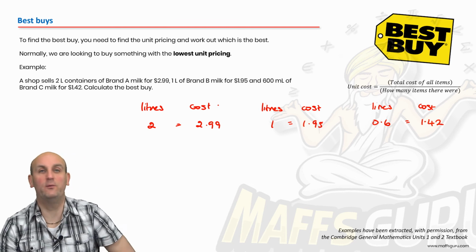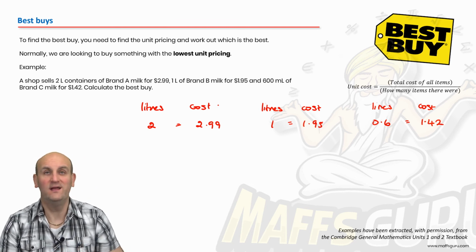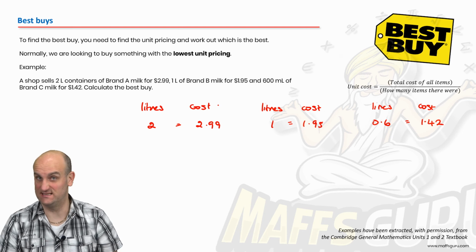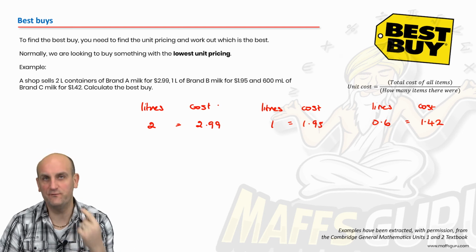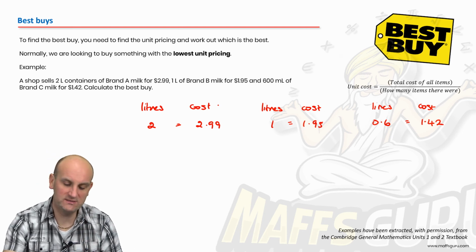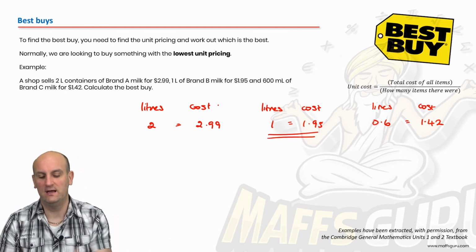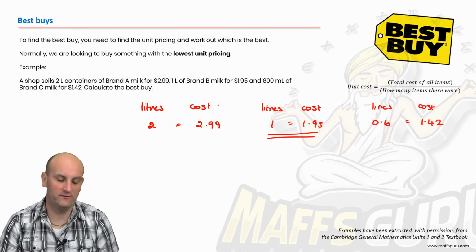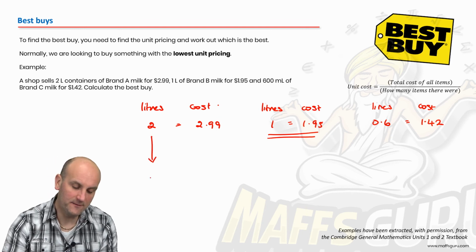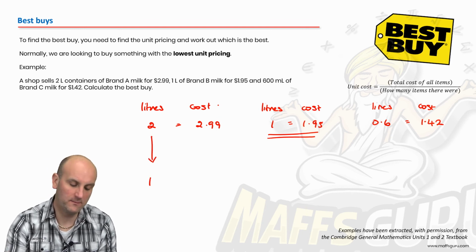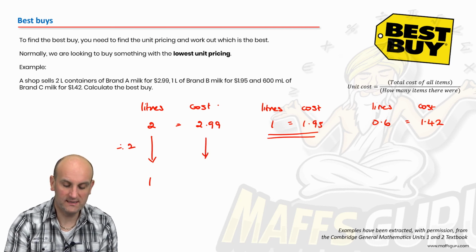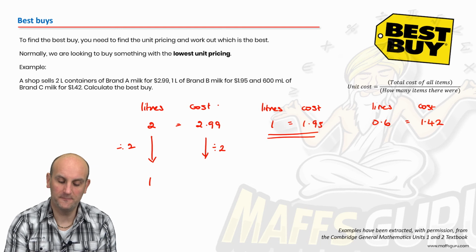So which one's the best buy? Well, we don't know at this moment in time. Why? Because they've got different liters. So I need to go back and let's convert them all to 1 liter. Now the good news is this one's already done for me. So that's already got a unit cost. 1 liter at that supermarket costs $1.95. How do I go to 1 liter here? Well, I'm going to put 1 liter under the column, and to get from that number to 1, I divide by itself, which means I'm going to divide that by 2.